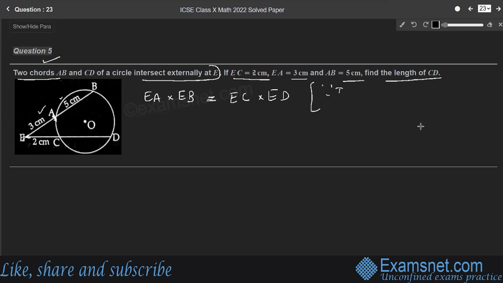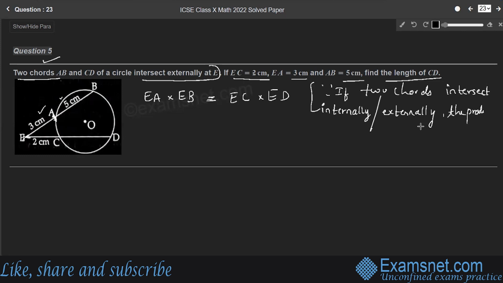The reason is, if two chords intersect internally or externally, you have to write the reason here, right? So the product of the lengths of their segments are equal.